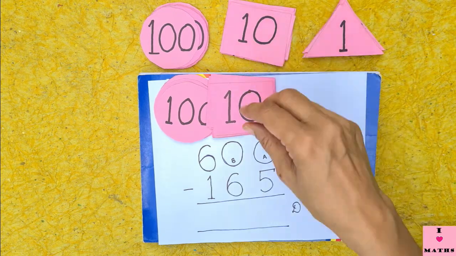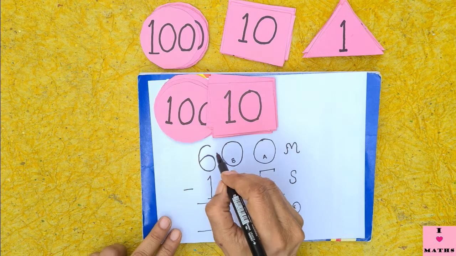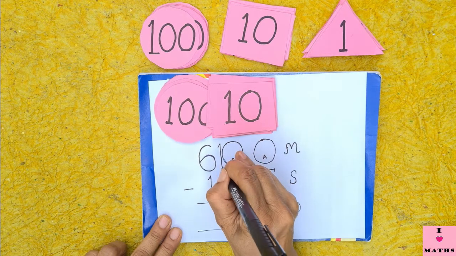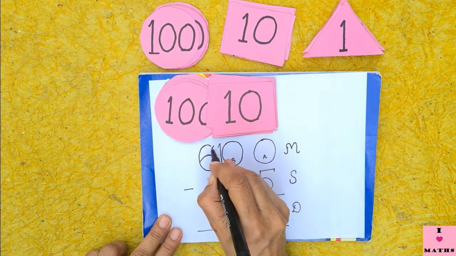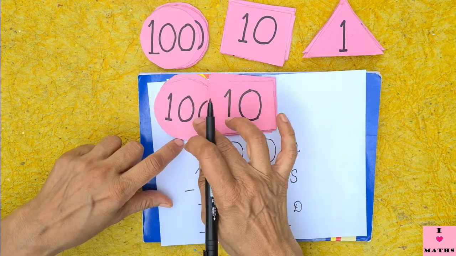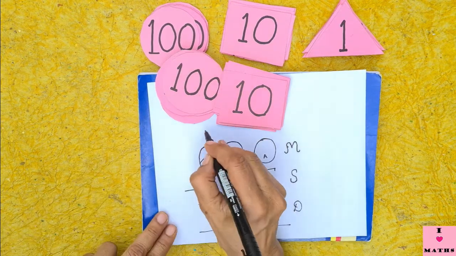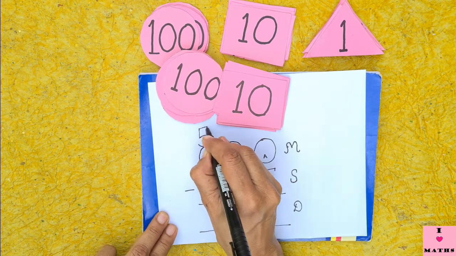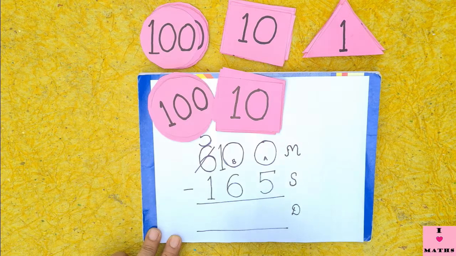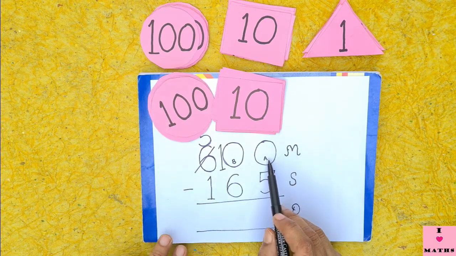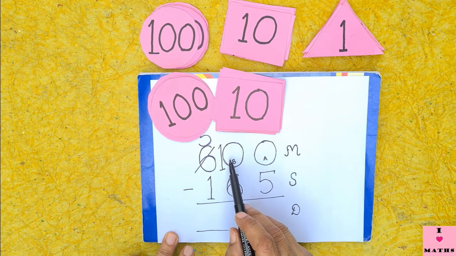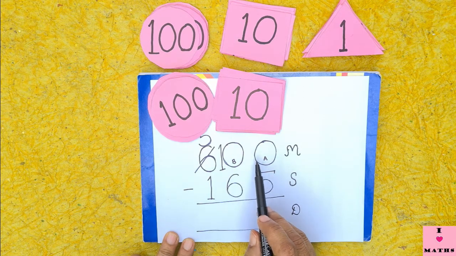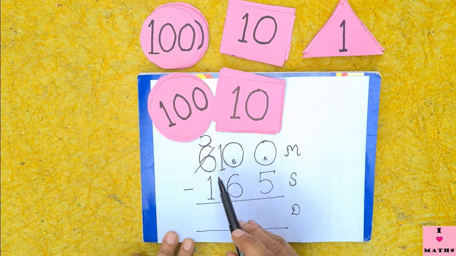Now here we have 10 tens, so we will make this as 10. And here we have 500s, so we will cut 6 and we will write here 5 because we have 500 cards here. Now children, this 0 will borrow from this. There are 10 tens here, so when it will give 1 ten to this, this will become 9 tens.